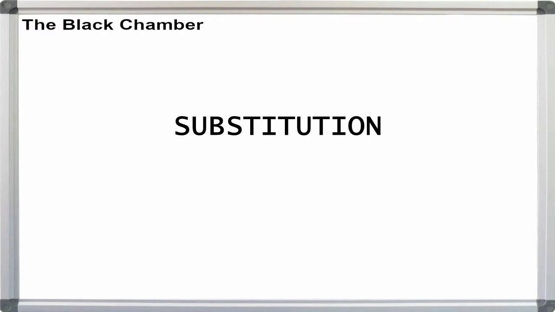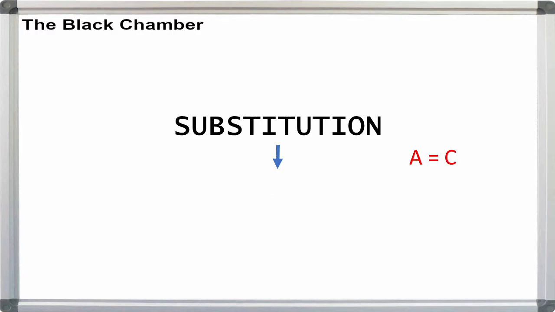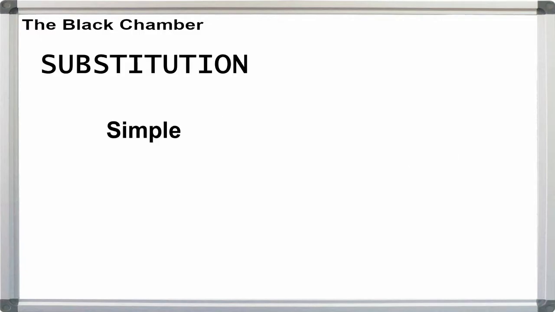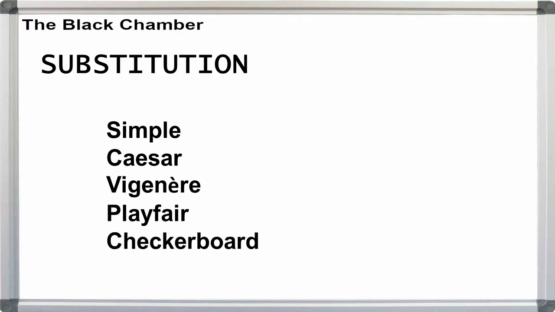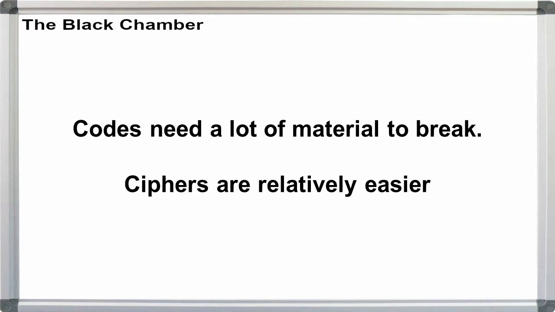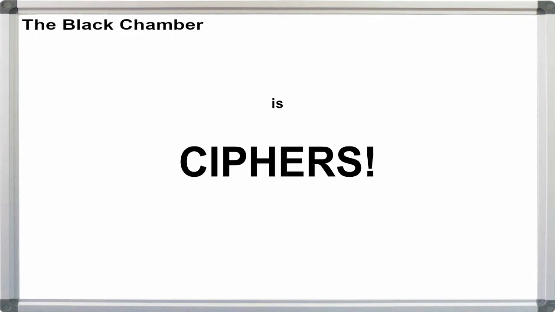Substitution ciphers change the letters to something else. The most well-known type is simple substitution, which is used for the secret message puzzles in the comic sections of some newspapers. And there's a Caesar cipher you used to use with the secret decoder rings from boxes of cereal and Cracker Jacks. We also have Vigenère, Playfair, and Checkerboard. Codes require a massive number of messages to break, while the ciphers we'll play with can be read much more easily and with shorter messages, comparatively speaking. Just to be precise, the Black Chamber will specialize in ciphers.